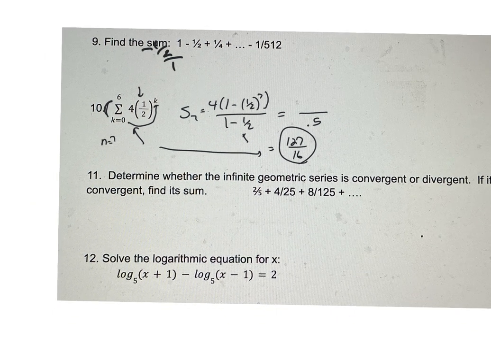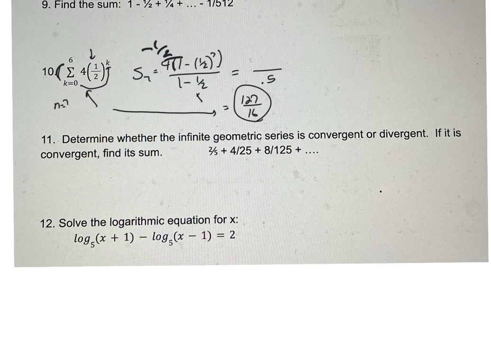Number 11, the last one of these that's geometric. The key word in number 11 says the infinite geometric series is convergent or divergent. If it is convergent, find its sum. Now, for it to be convergent, your r has to be between -1 and +1. So to find r, we've done this 3 or 4 times now.